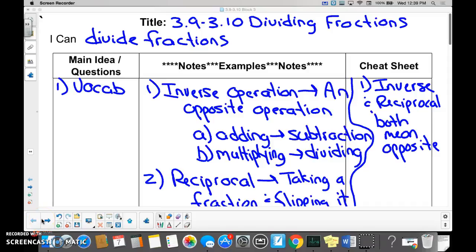3.9 to 3.10, dividing fractions. I can divide fractions. Bella, are you capable of dividing fractions right now? Yes. Bella, question. When dividing fractions, do we really ever divide? No. So when we divide fractions, we truly are never really ever dividing. And then Bella, just for kicks and giggles, what is that really, really important saying that we have?